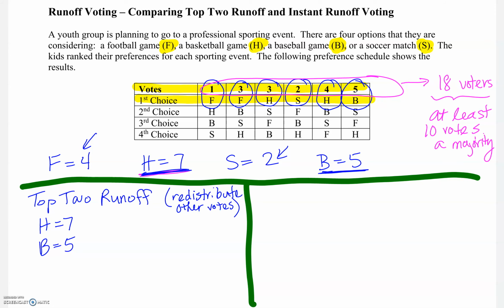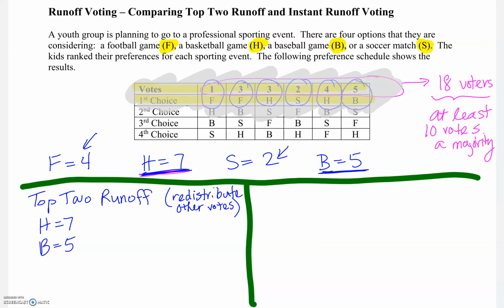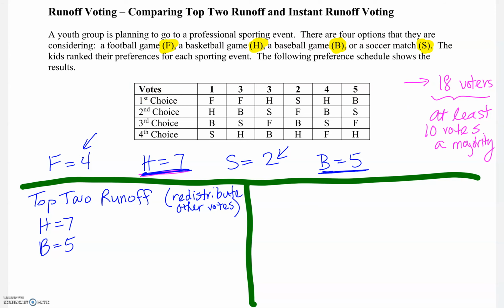Let me clear off the table just a bit here from my scratches and highlights, and then I can highlight the important parts here. Let's start with football. Okay, so football, we had 1 person in this first column that had picked football as their first choice. Well, if football is out of the running, then that 1 person would choose H for hoops or basketball. So you would have 1 of those votes going to basketball.